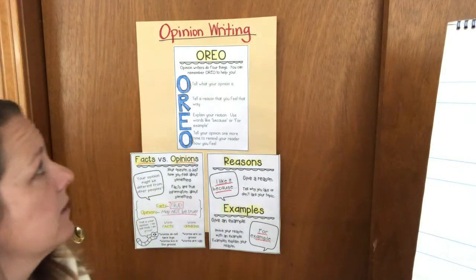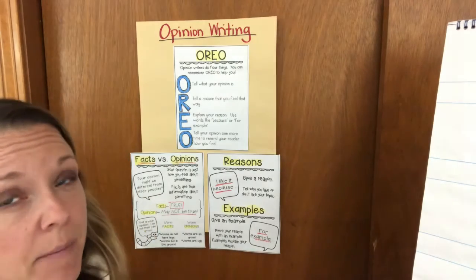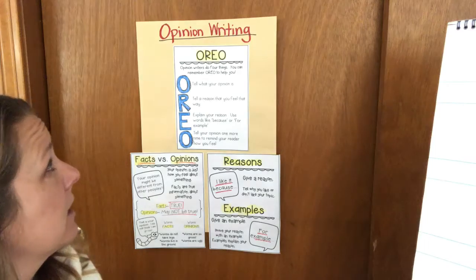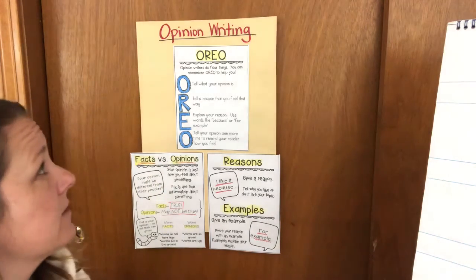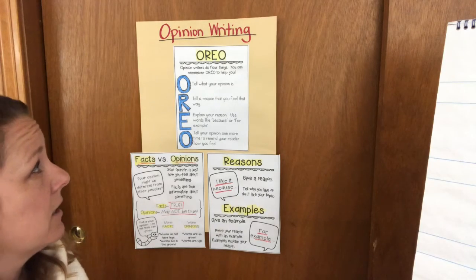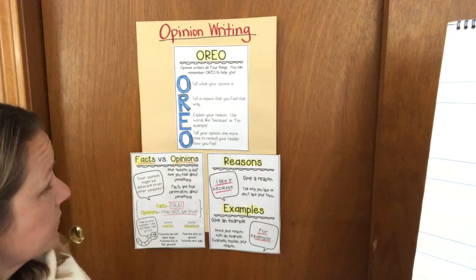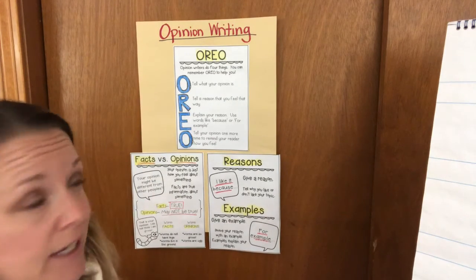I like to think of a little saying called Oreo. And that helps me remember some of the things I need to do when I'm opinion writing. So the opinion writers do 4 things when they're writing an opinion. You can remember Oreo to help you. The O means first, tell your opinion.